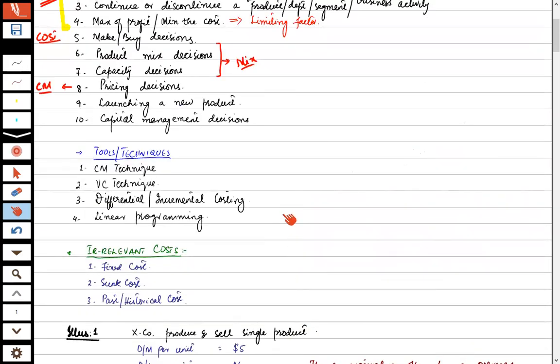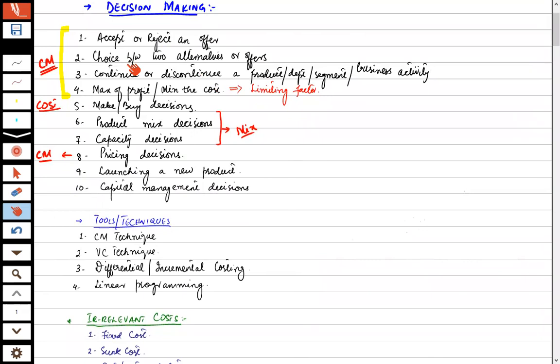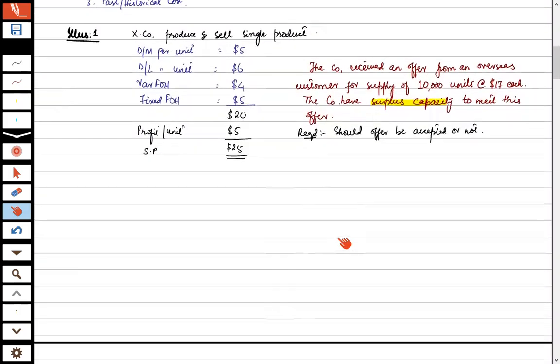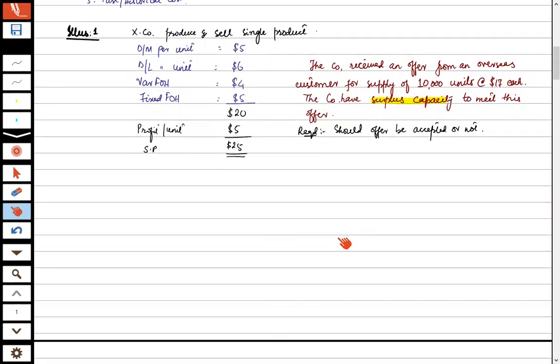Now, as we have discussed, this situation pertains to situation number one, that is, accept or reject an offer. And decisions of type one to four are taken on the basis of what? CM. So we have to see the CM, just the CM, how the new offer can contribute. If the CM is even positive, it means this offer is giving something to the organization. Are you getting this point?